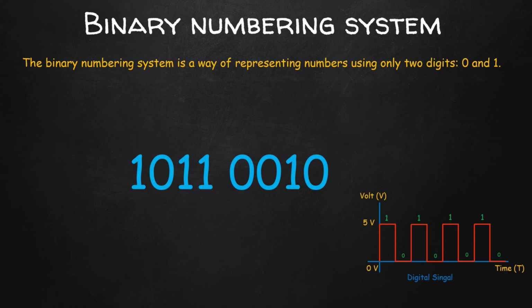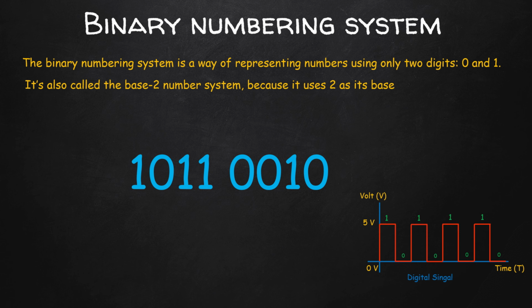So in our example of this binary number, this 1 indicates the on state, the 0 indicates the off state. Again two 1s, they are on state, and then two 0s, they are off state, and again 1 on state and 0 off state. This is the way a computer understands the signal that it receives. The binary numbering system is also called a base 2 number system because it uses 2 as its base.